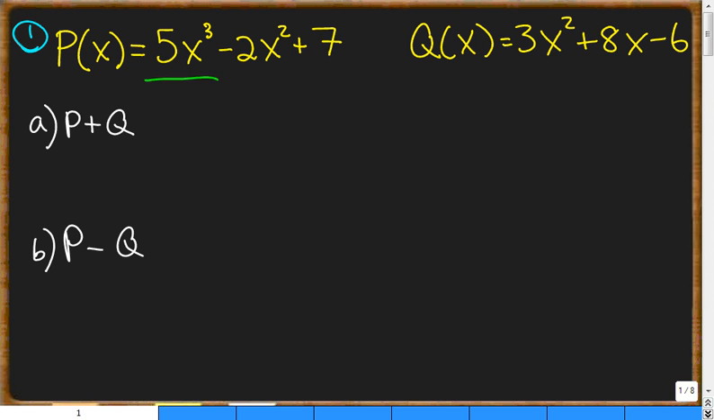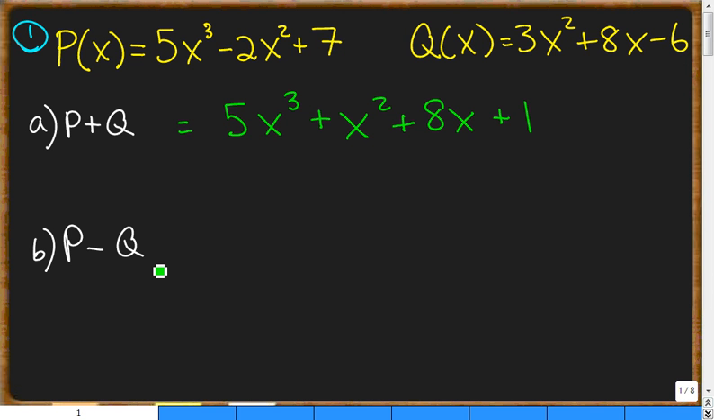P of x has a 5x cubed. We don't have any in q of x, so we have 5x cubed. We have a negative 2x squared, and we have a 3x squared. So that's going to add together to make a positive x squared. You have an 8x over here, none over here, so you have plus 8x, and you have a positive 7 and a negative 6. That makes a positive 1. So that's the answer for p plus q.